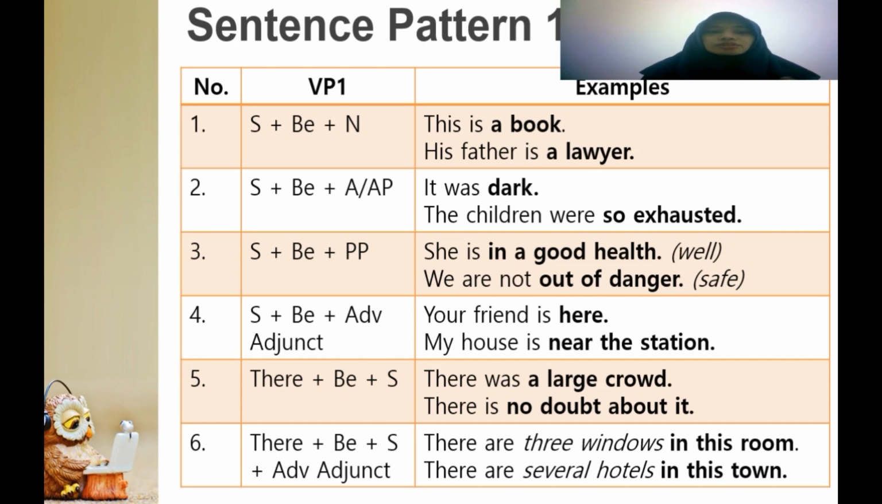And in rule number 6, we have there plus be plus subject plus adverbial adjunct. For example, there are 2 windows in these rooms, and there are several hotels in this town. So here you have the noun or the subject followed by an adverbial adjunct. So the prepositional phrase here, the adverb of place here, indicates the adverbial adjunct.